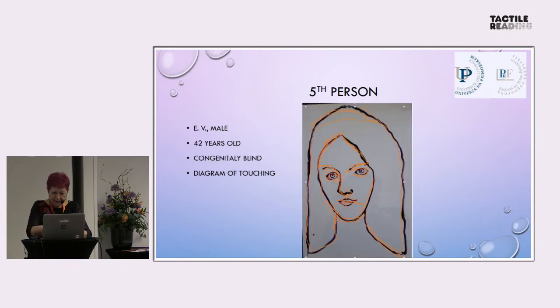And the fifth person was EV, male, 42 years old, congenitally blind. He couldn't understand the shape of the head for a few seconds, but then he realized in 2 minutes that it is a girl's face. He proposed that I could fill the area of the hair with a different surface. That was the problem, what is in and what is out.